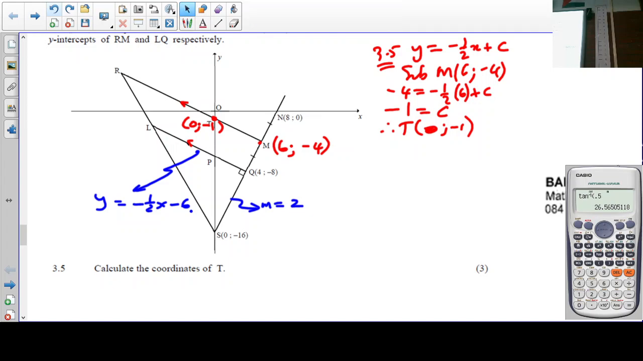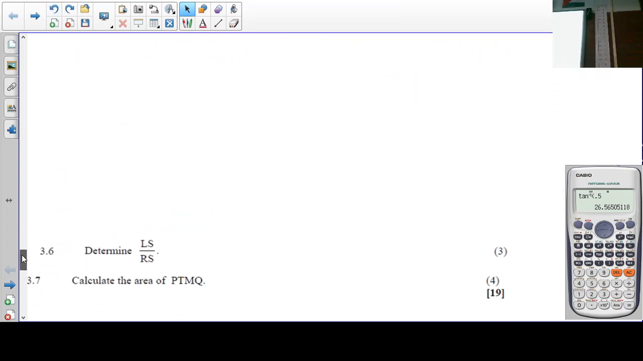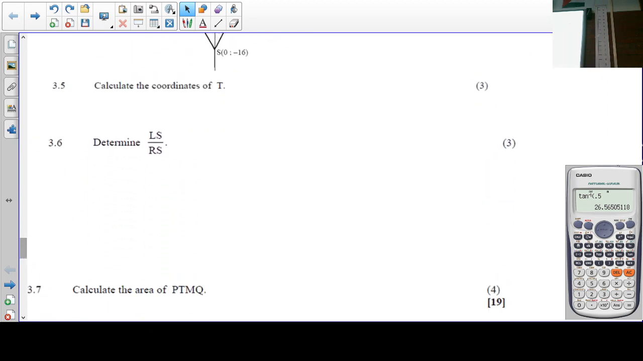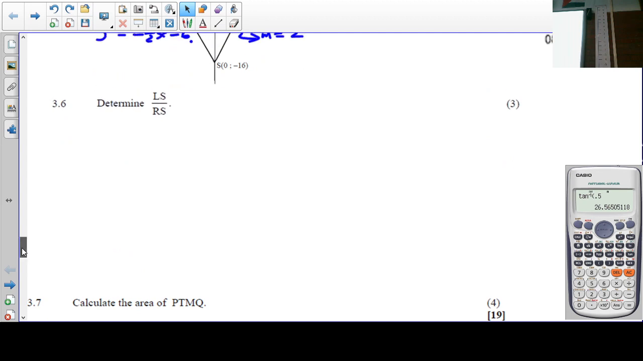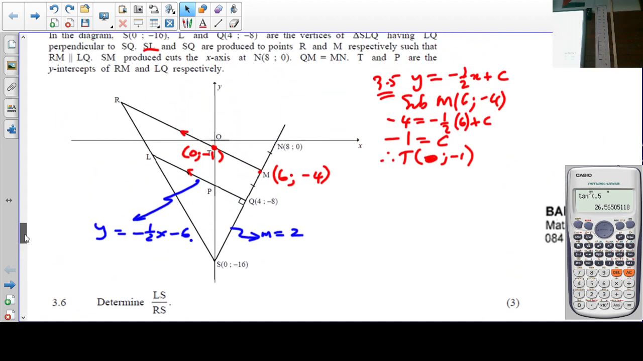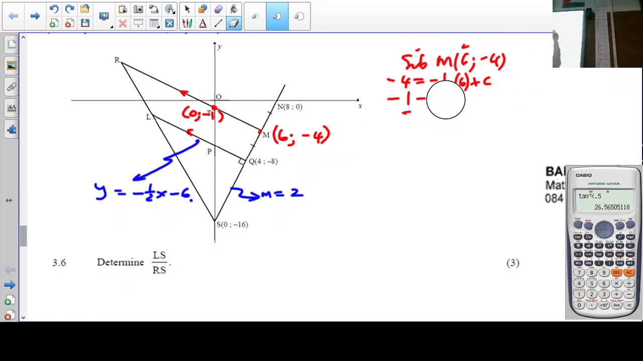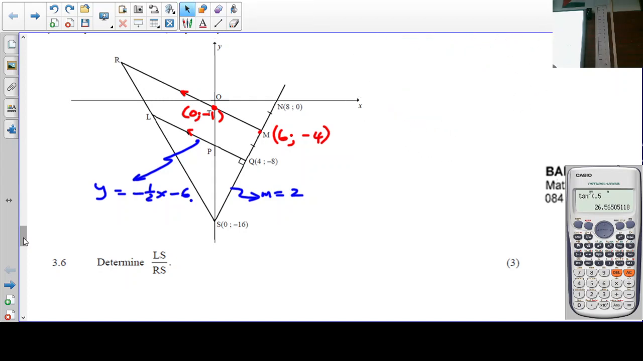Let's see what question 3.6 entails. In question 3.6, we are asked to calculate, and let's go with green, LS over RS.